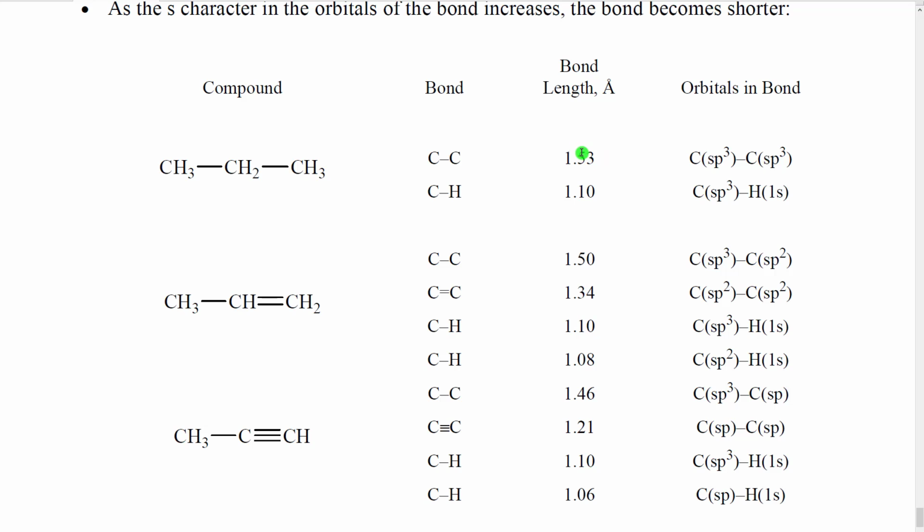At any rate, so we get 1.53 or 153, and the carbon to hydrogen bond is much shorter because the hydrogen 1s is really short, so it's only 110.